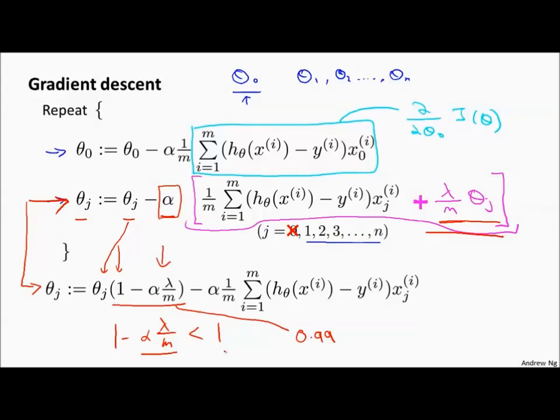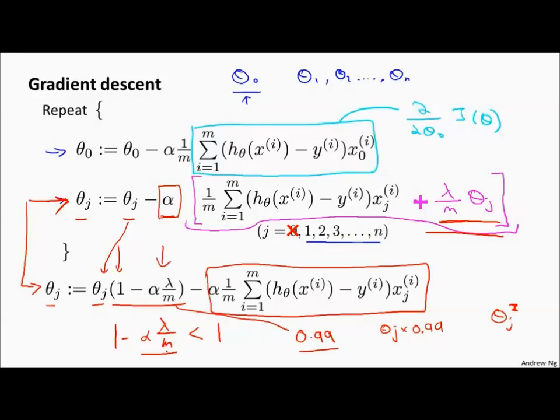And so the effect of our update to theta j is that theta j gets replaced by theta j times 0.99. Theta j times 0.99 has the effect of shrinking theta j a little bit towards 0. So this makes theta j a bit smaller, or more formally, it makes the squared norm of theta j a little bit smaller. And then the second term is exactly the same as the original gradient descent update that we had before we added all this regularization stuff.